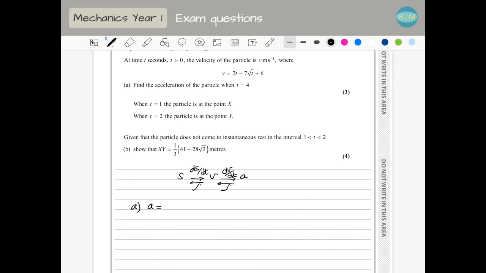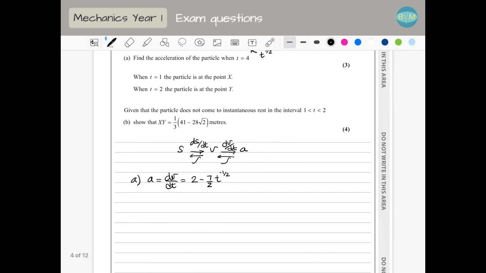So the acceleration function is the derivative of v with respect to t, that in this case is 2 minus, remember root t can be written as t to the power of a half, which is easier to differentiate. So the 1/2 to the front multiplying the 7, so minus 7/2, and then t to 1 less, so minus a half. That's the derivative. When I substitute t by 4, I get, just with the calculator, 0.25 meters per second squared. Remember the units in mechanics questions, so the acceleration is meters per second squared.